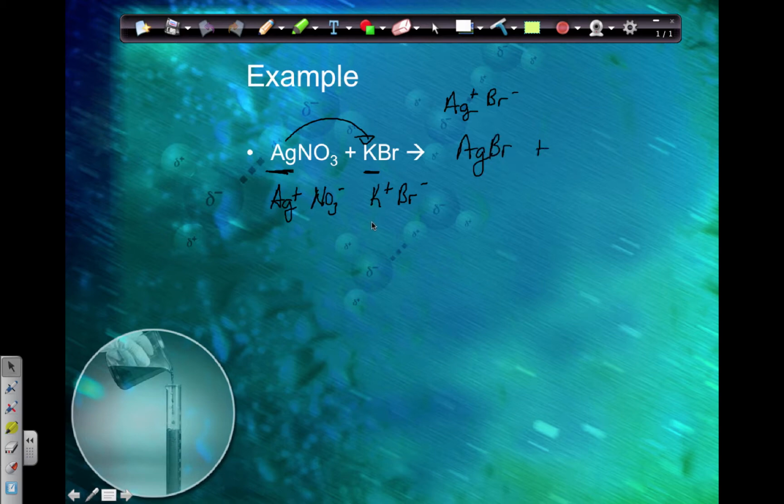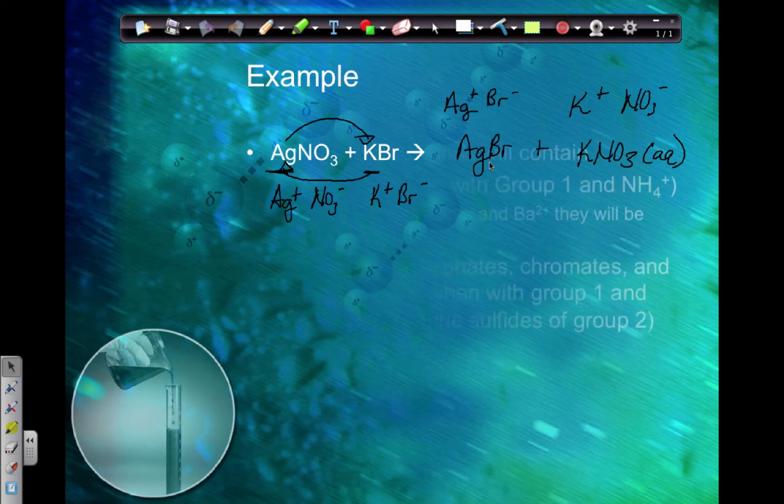All right, so now potassium will bond with nitrate, -1, so +1, -1, they cancel. All right, so now we're going to look at our products. Well, right here, I have something with nitrate. Nitrates are always soluble, so I know this is soluble. So this is going to be aqueous. And then right here, silver bromide.